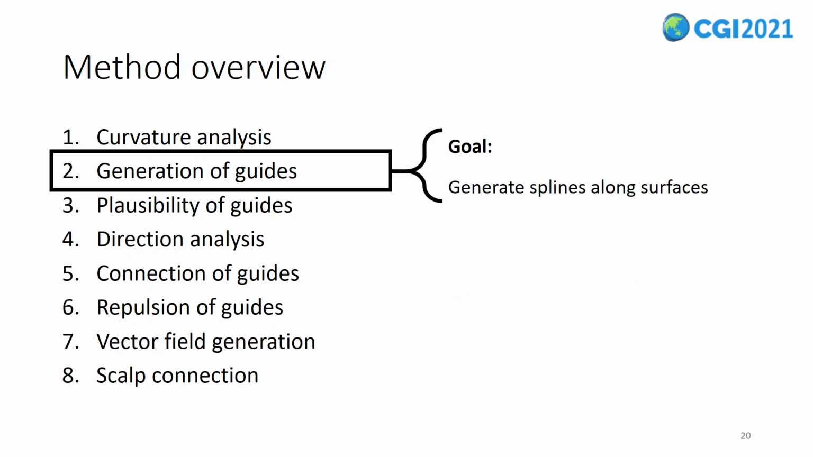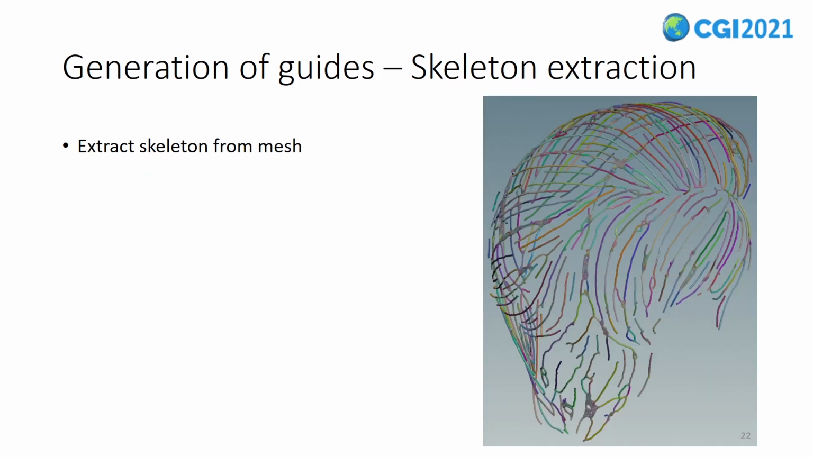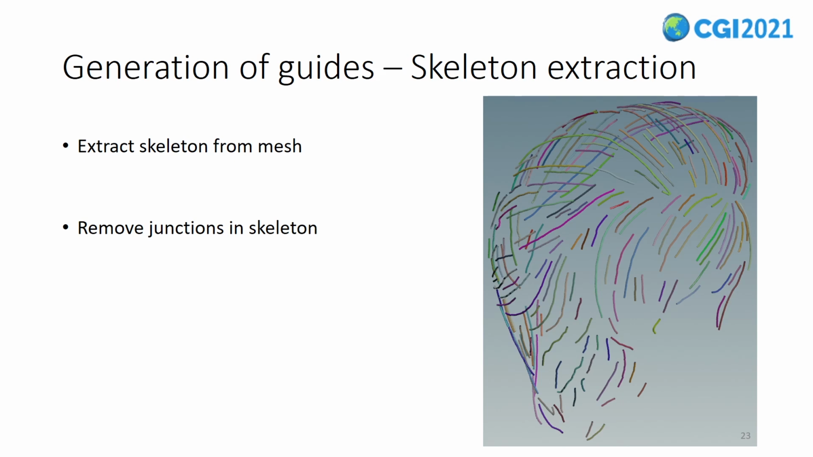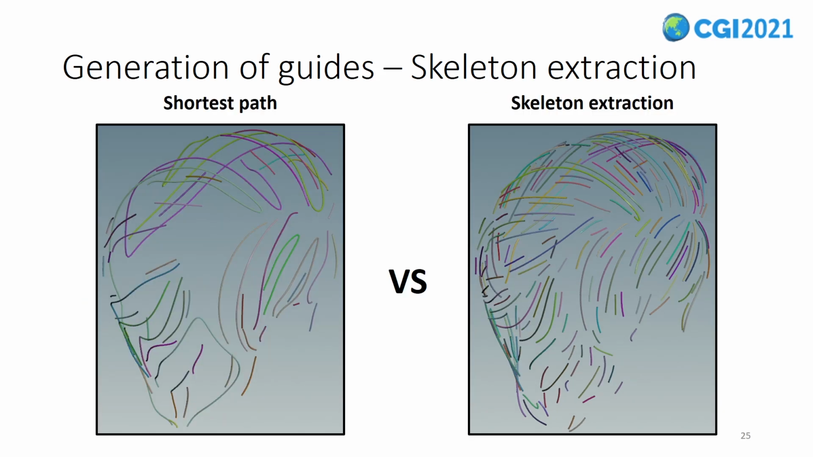After that, there is the generation of guides, where the goal is to generate splines along the surface. To do that, we have 2 different methods. The first one approximates NURBS along each connectivity group, and the second one extracts the skeleton from the mesh, then removes junctions in the skeleton, and approximates NURBS with the remaining bones. Our approach always uses both methods, and will keep the results of the method that outputted the most guides.